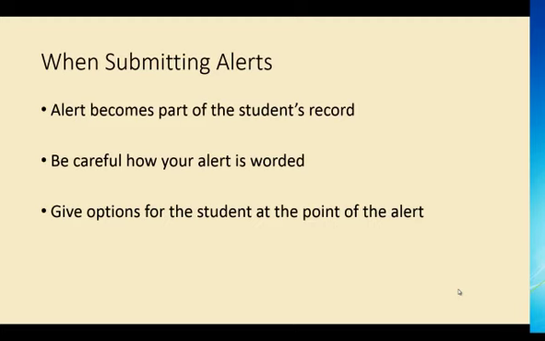You just want to be very direct and objective with what you say. This student is not attending classes according to the requirements of the syllabus, and the student is not passing. And it's also important that you give options for that student at the point of the alert submission. For example, what I say to a student who has no chance in the world of passing is going to be totally different to what I say to a student who has a chance to pass.